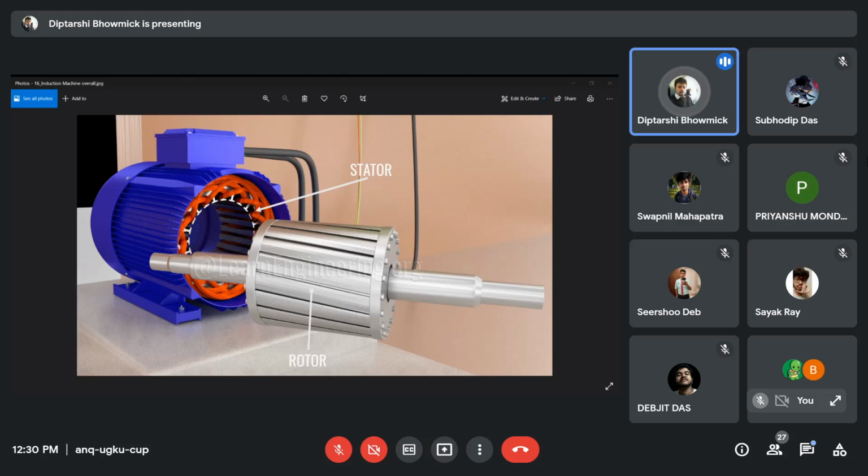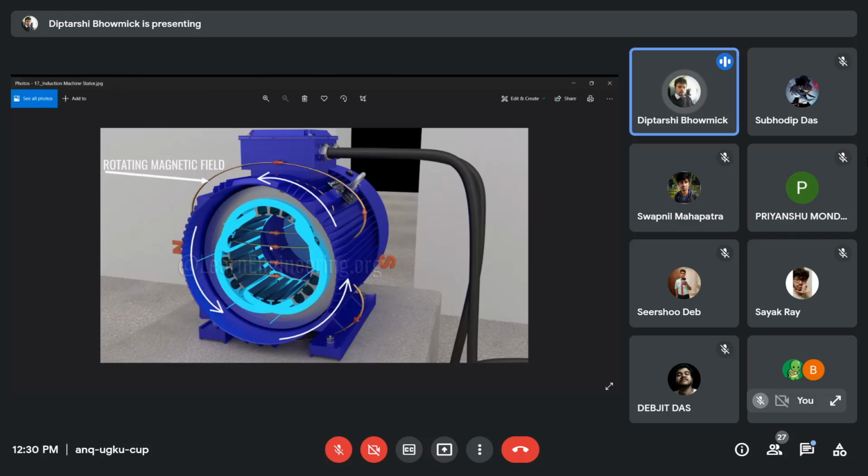Okay, is the stator laminated? Yes, of course the stator is laminated. And why? It's the same thing, to reduce the eddy current loss. The next question is to draw the sketch of the stator. So you have to draw the sketch of the stator. You can take an idea from this picture, or from this picture, like that. Okay.